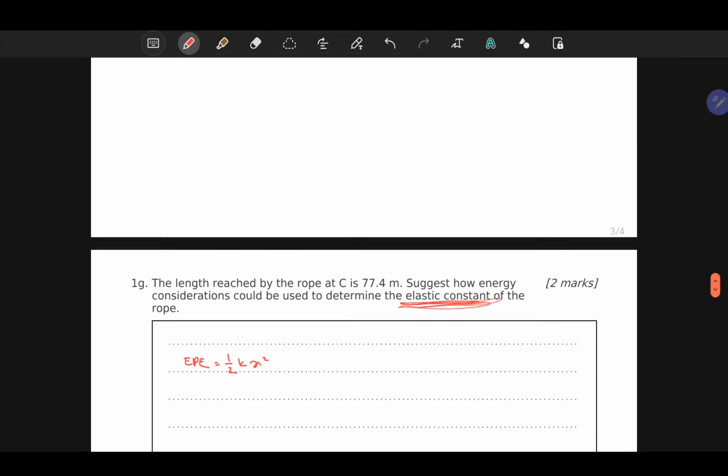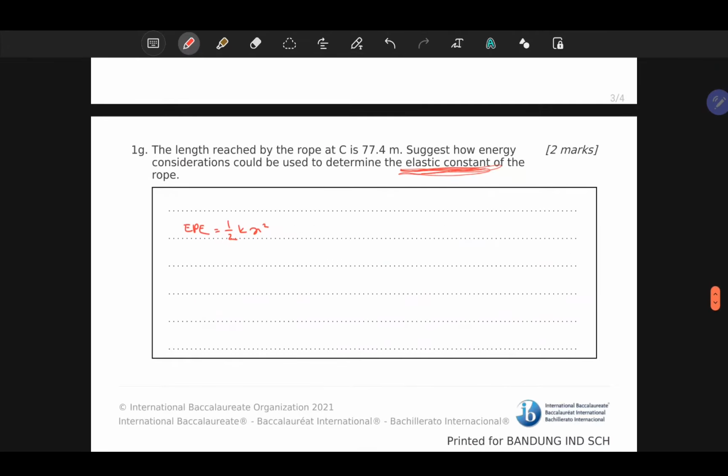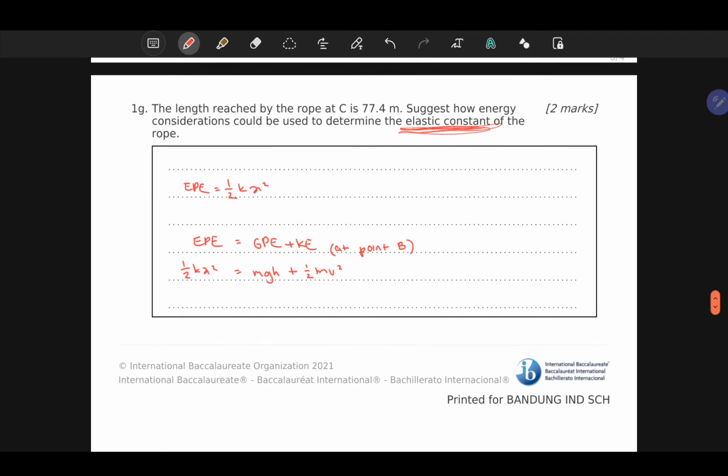So from this, and from what we found in the previous question, we can say the elastic potential energy is going to equal the gravitational potential energy plus the kinetic energy at point B. And since we have all the values that we need, we can find the gravitational potential energy, we can find the kinetic energy, and if we expand this, half times kx squared is equal to mgh plus half times mass times velocity squared, right? Those are the equations for the individual energies.